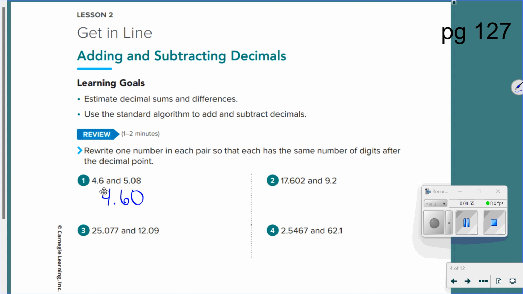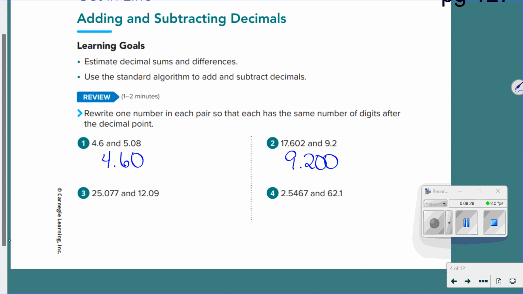Does that make sense? All right, I want you to do 2, 3, and 4, and I'm only giving you about 30 seconds. All right, everybody should be finished. Number 2, I have 17 602 thousandths and 9 2 tenths. Which one am I going to rewrite? 9 2 tenths, and how am I going to rewrite it? Add 2 zeros. Now I have 9 200 thousandths. They both have the same number of digits after their decimals.